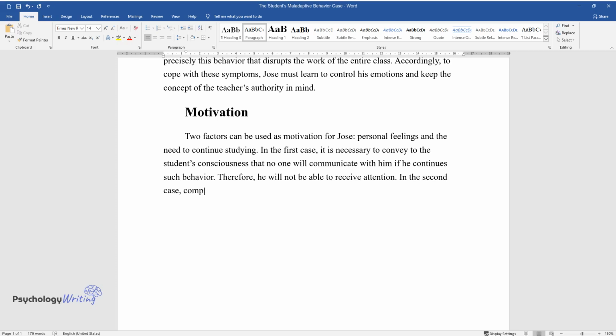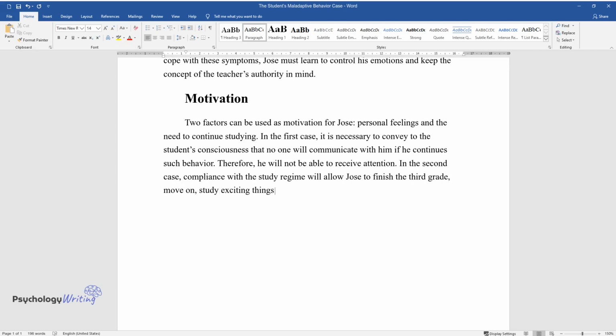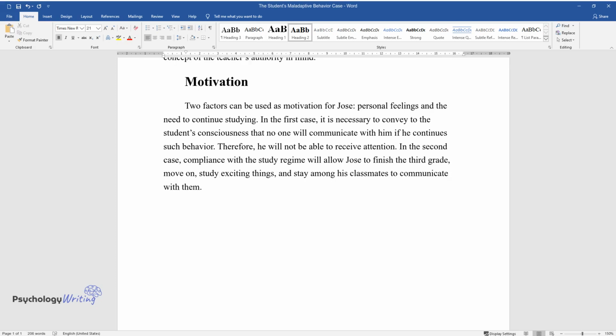In the second case, compliance with the study regime will allow Jose to finish the third grade, move on, study exciting things, and stay among his classmates to communicate with them.